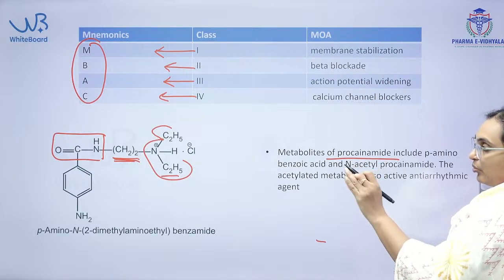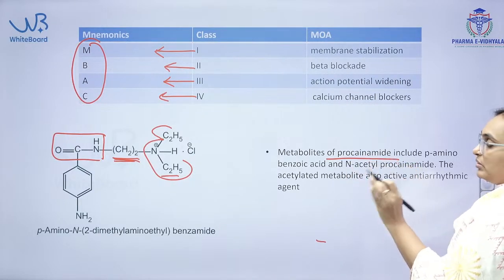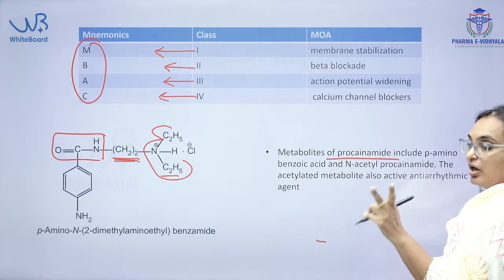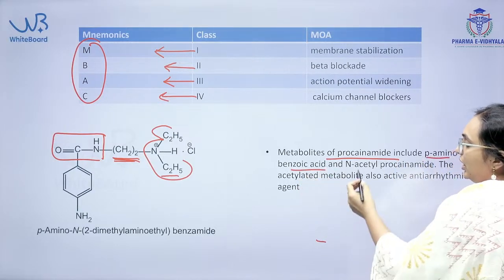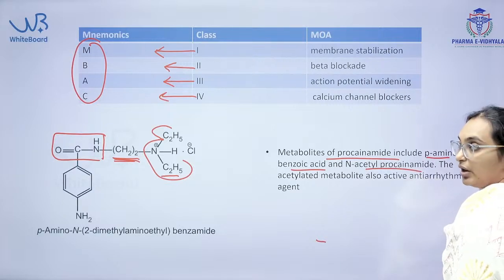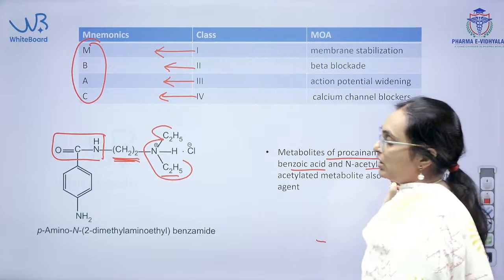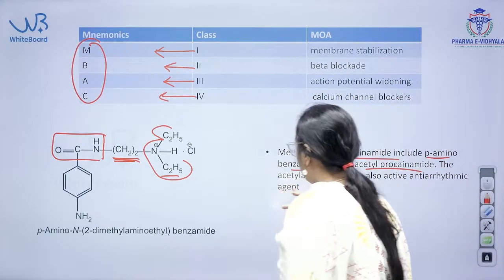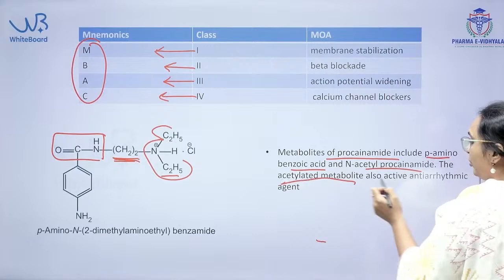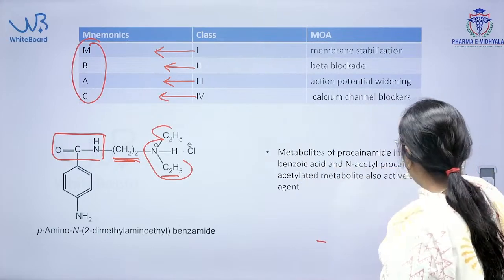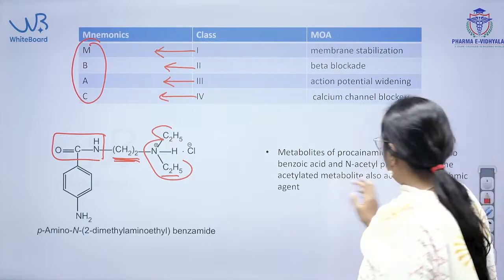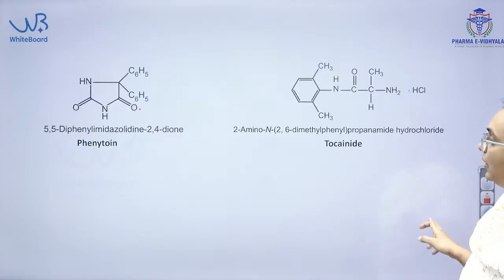If it undergoes metabolism, it gives rise to two active metabolites, para amino benzoic acid and N-acetyl procainamide. The N-acetyl procainamide, the acetylated metabolite, is also active as an antiarrhythmic agent. So these are the important points here.